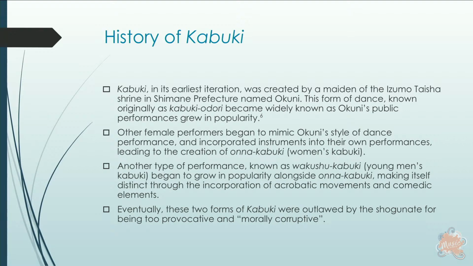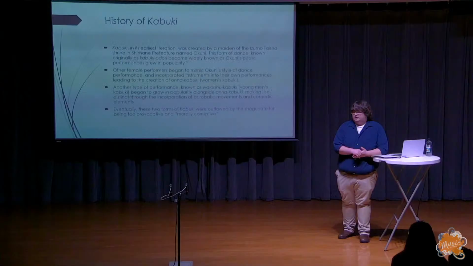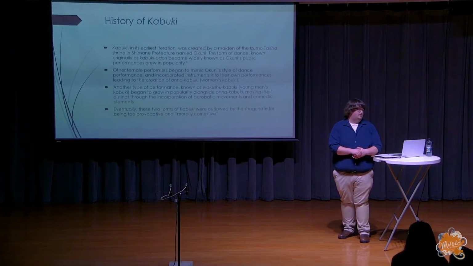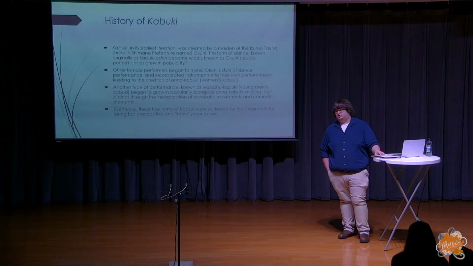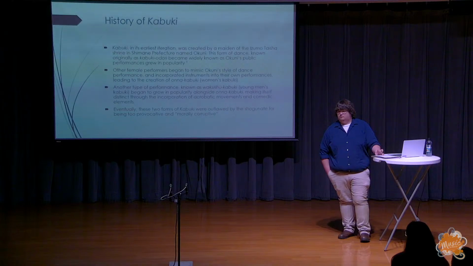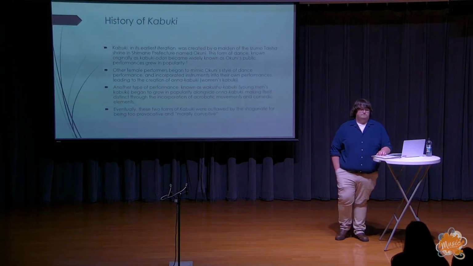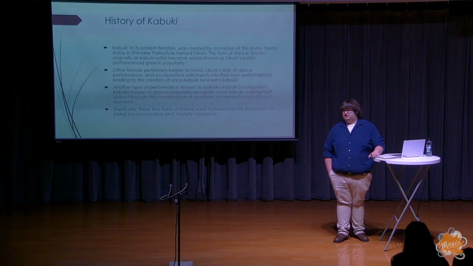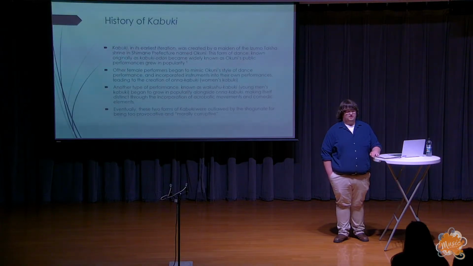Another subgenre of kabuki called wakushu kabuki, meaning young men's kabuki, started to become popular as well. It incorporated more comedic elements and acrobatic movements, and then eventually these two types of kabuki were outlawed by the shogunate, unfortunately, for being too provocative, too quote-unquote morally corruptive. Fights would break out in the streets where these things were being performed, likely because of just the allure of the performers themselves.